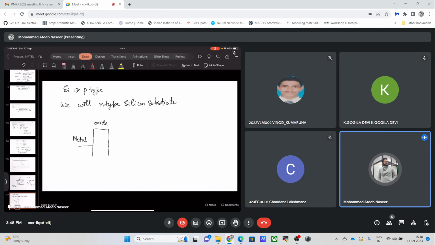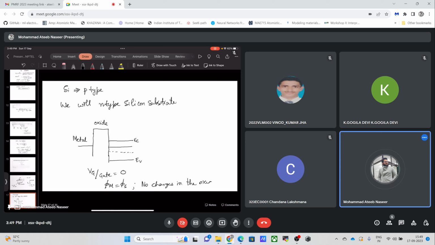And since this is an n-type material, it would have the Fermi level somewhere here. This will be the intrinsic Fermi level, this will be the conduction band edge, and this will be the valence band edge. So this is the condition when we have Vg, or gate voltage, equal to 0 and phi m is equal to phi s, no charges in the oxide.